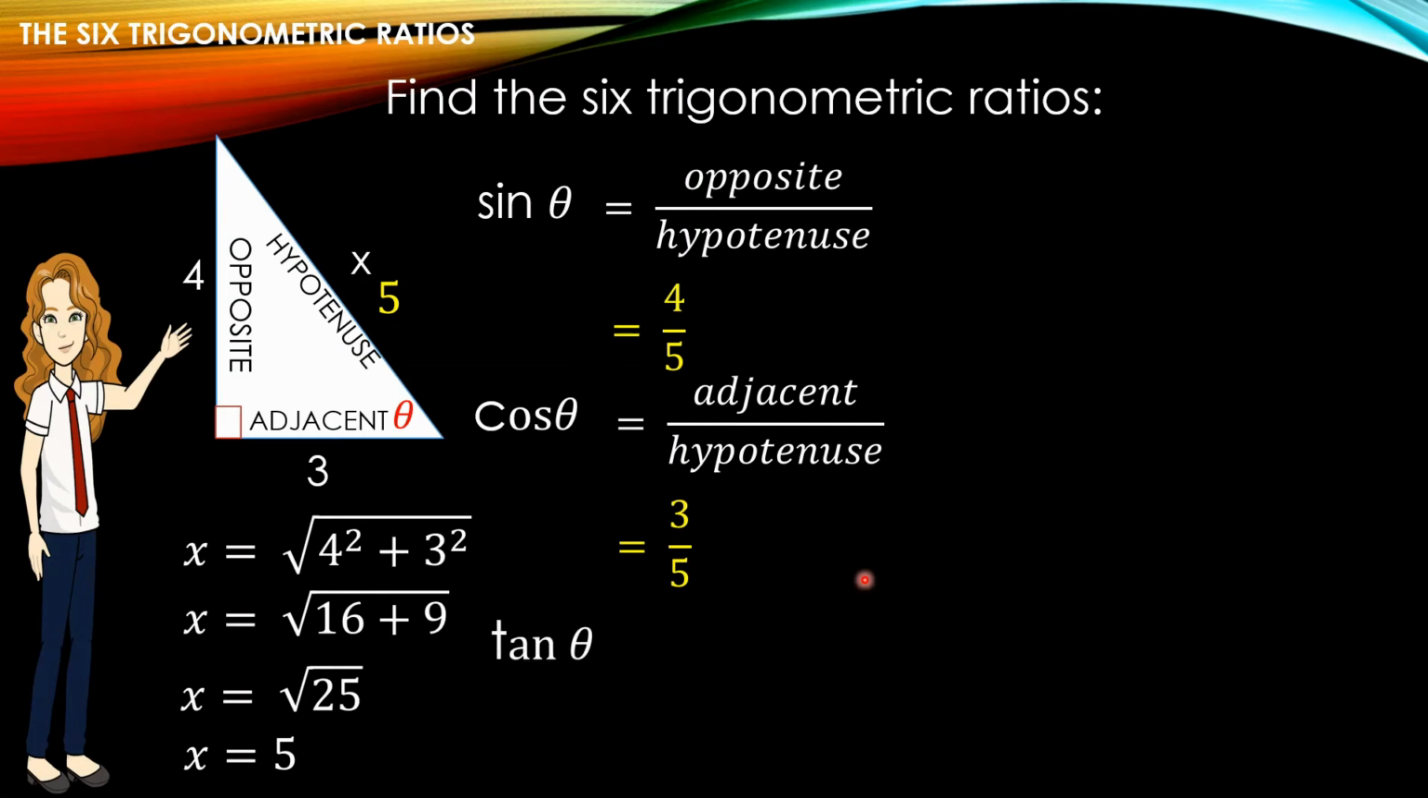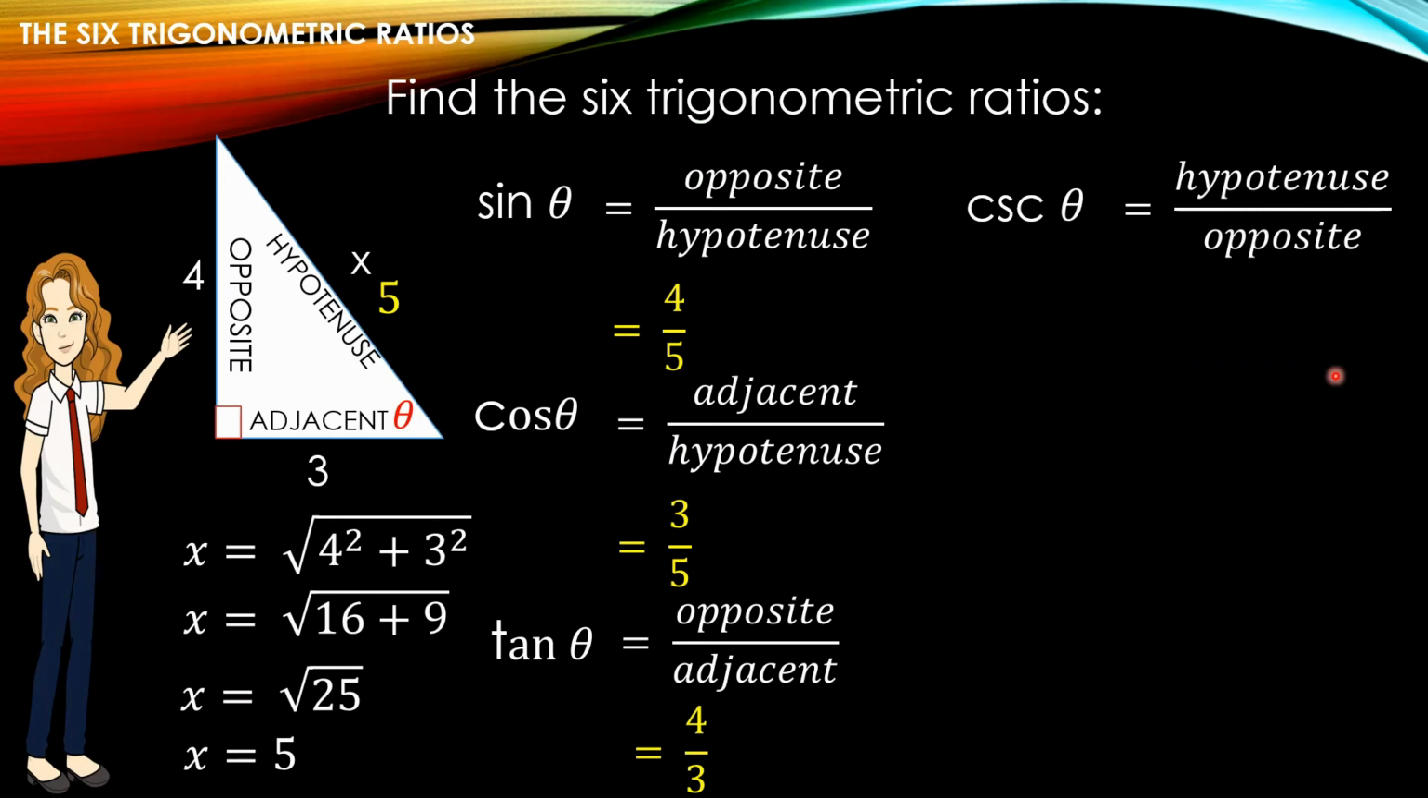Tangent theta is equal to opposite over the adjacent. So opposite is 4 and adjacent is 3, so 4 over 3. Cosecant theta is the reciprocal of sine, so hypotenuse over the opposite. Hypotenuse is 5 and the opposite is 4, so we have 5 over 4.